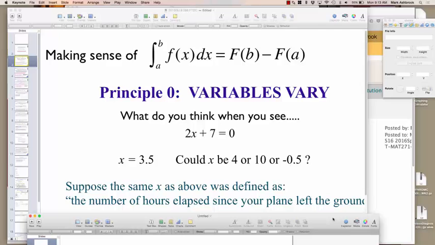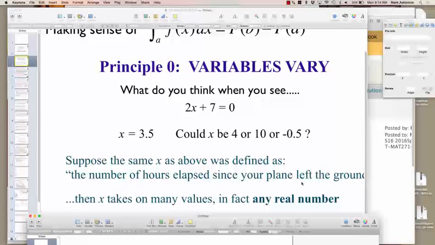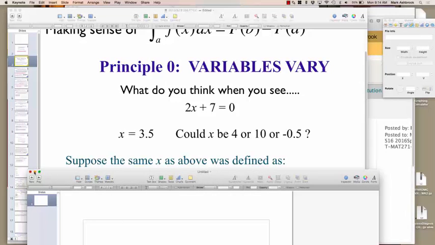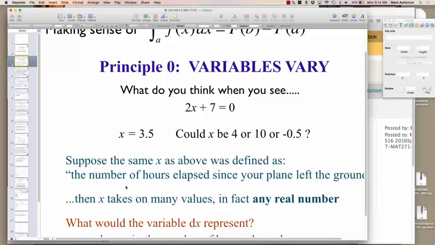Variables vary. We don't think of a variable as we're going to solve and get a particular value, and that's the only value it takes on. It takes on many values. Okay. So x takes on many values. In fact, any real number, if it's the number of hours since your plane left the ground.